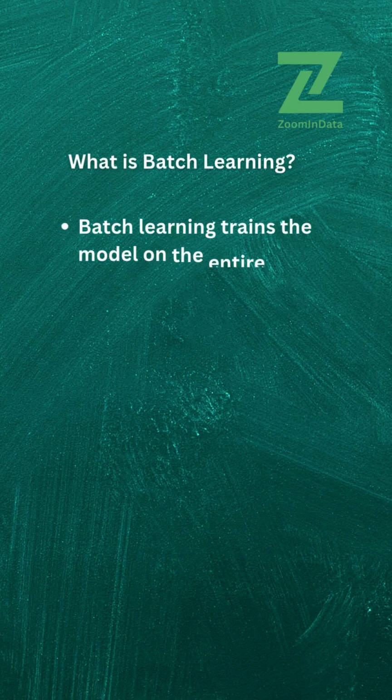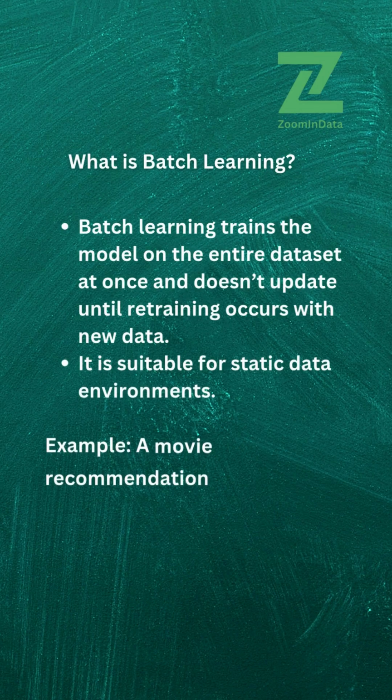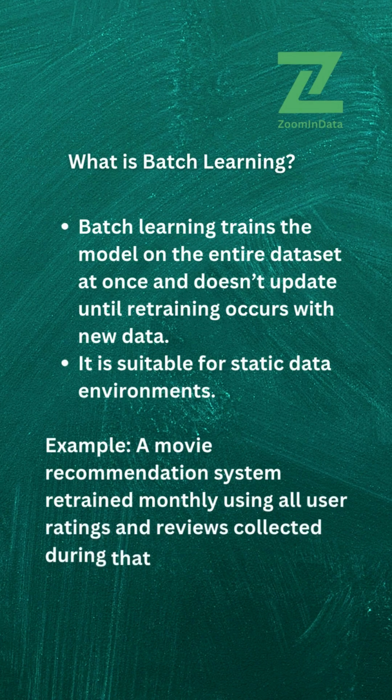Batch learning trains the model on the entire dataset at once and doesn't update until retraining occurs with new data. It is suitable for static data environments. Example: a movie recommendation system retrained monthly using all user ratings and reviews collected during that period.